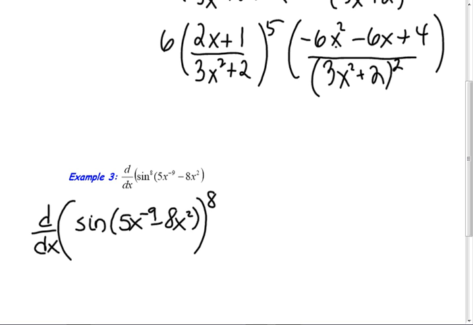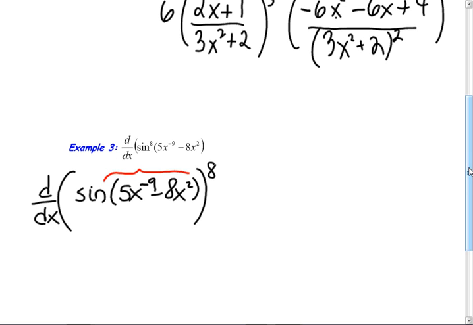Some people think, okay, 8x squared. That 8 I put outside because I can't do it very easily here. It's easier to see it here. Now, this is the angle. Some people think it's sine times that. No, it's the sine of an angle. So that's just an angle. That's an inside function.